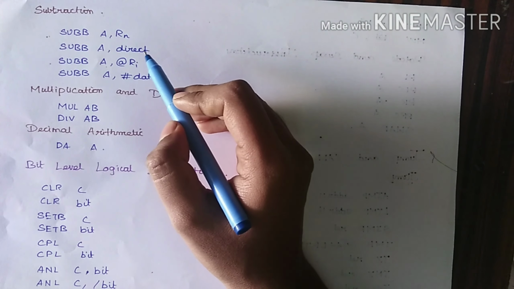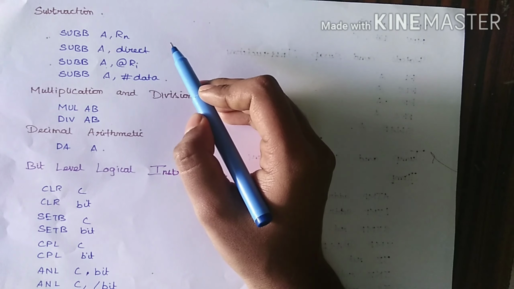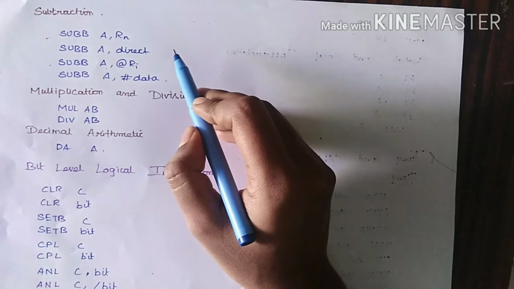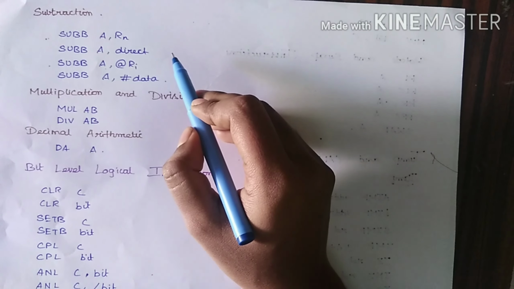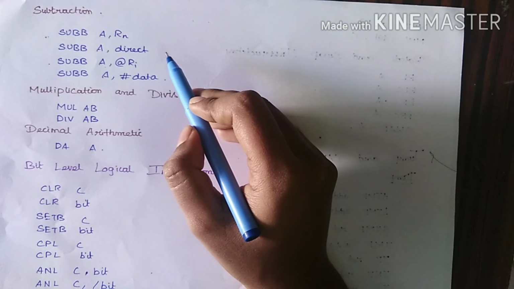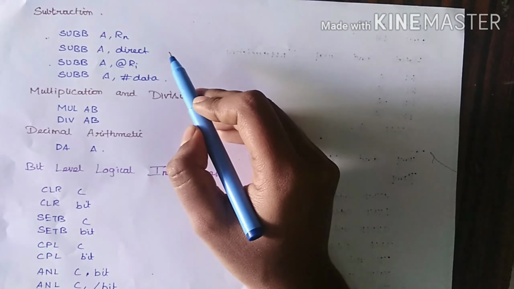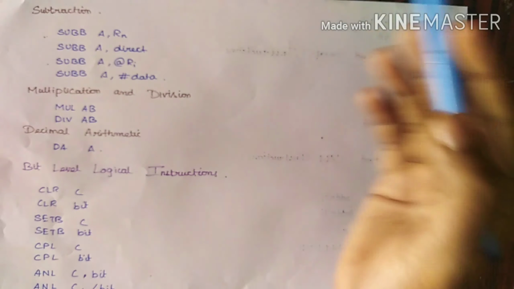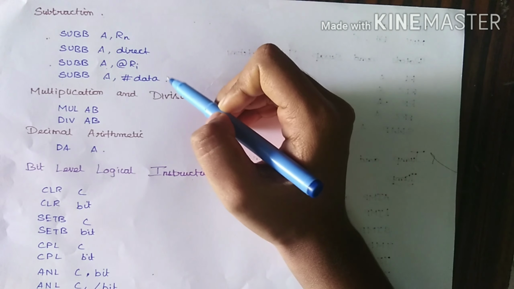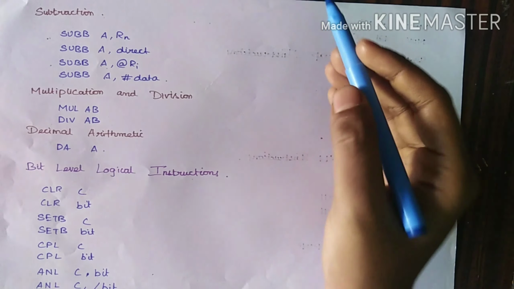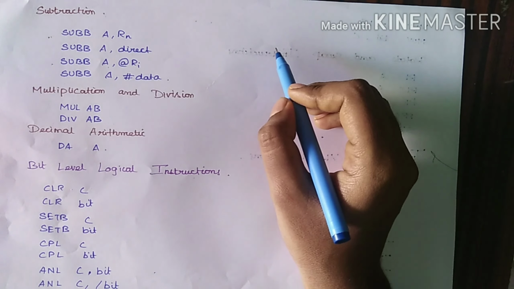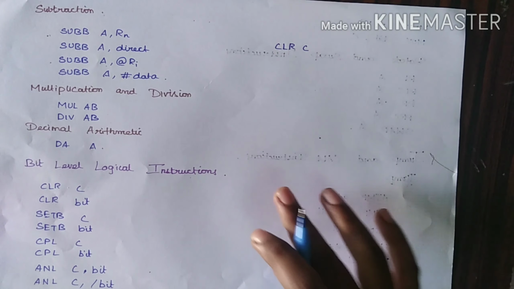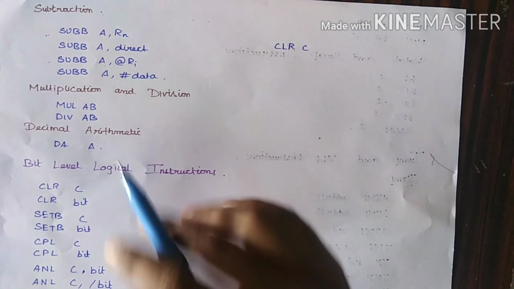Now this instruction sets the carry flag if there is a borrow needed for bit 7, and also it sets the auxiliary carry flag if there is a borrow needed for bit 3. Otherwise it will clear the carry flag or auxiliary carry flag. If we do not know the condition of the carry flag before starting the subtraction operation, then we should clear the carry flag by the instruction CLR C before the operation to get the correct result.